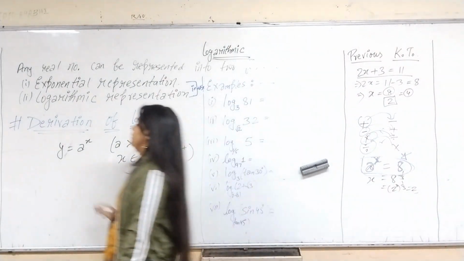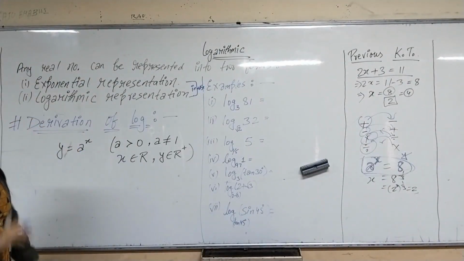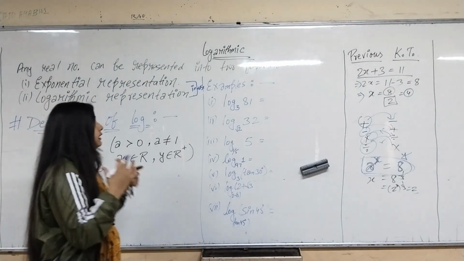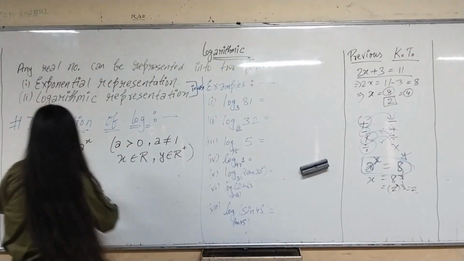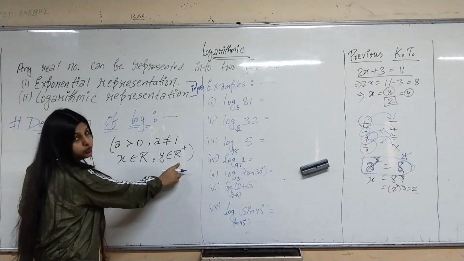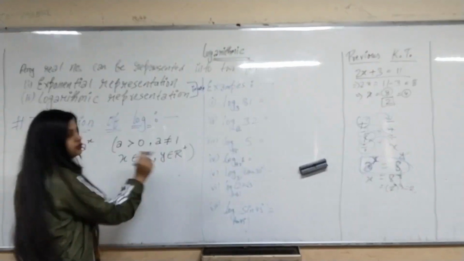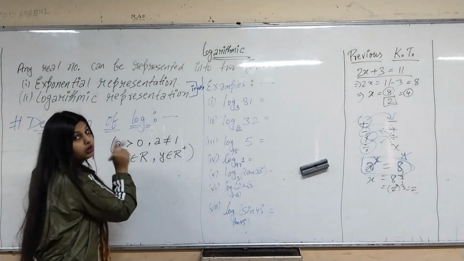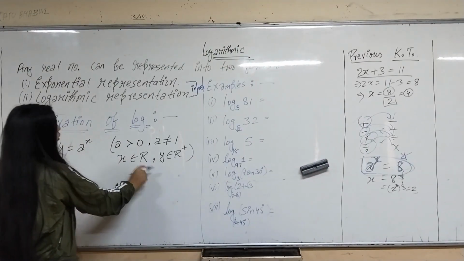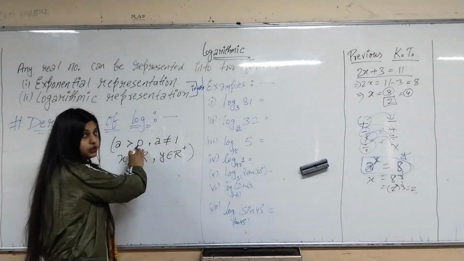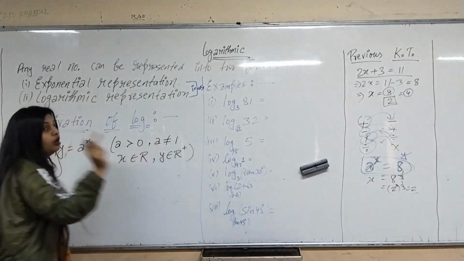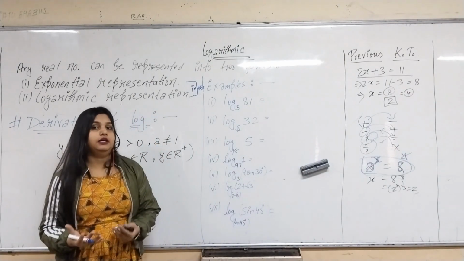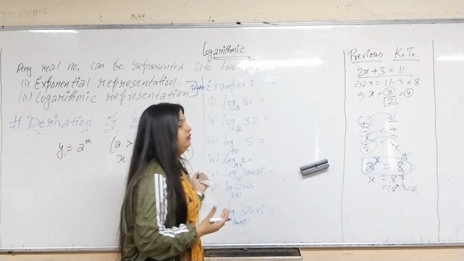So from this equation, we are going to derive log y equal to a to the power x. But there are some conditions. Y should belong to positive real numbers. X belongs to real numbers. A should be greater than 0 and a should not equal 1. With the upcoming examples, we will be clear why these conditions are being followed.